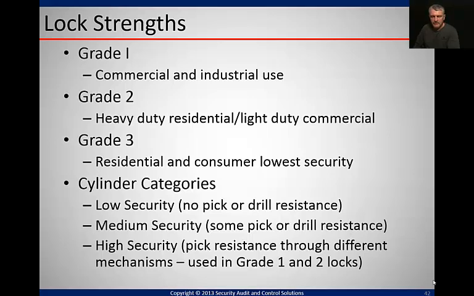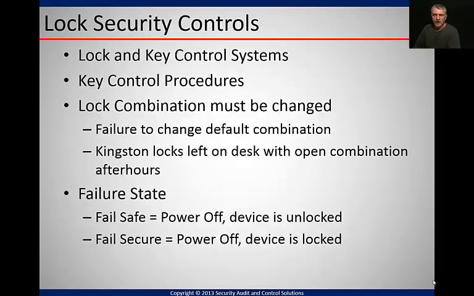Then each of these locks, you may have a cylinder category as well. Low, medium, or high security. Low security meaning no pick or drill resistance. Medium security means some pick or drill resistance. And then finally high security, pick resistance through different mechanisms, and normally using grade 1 and grade 2 locks.